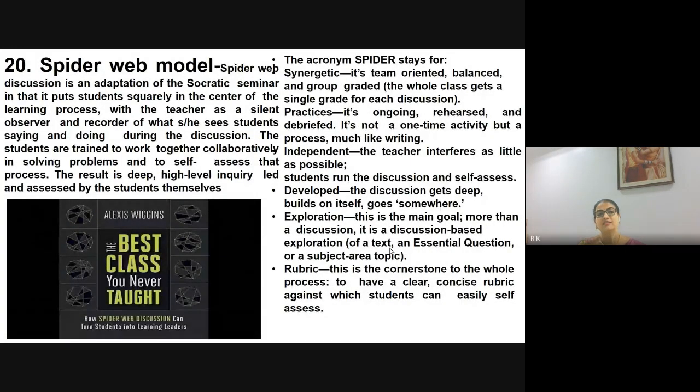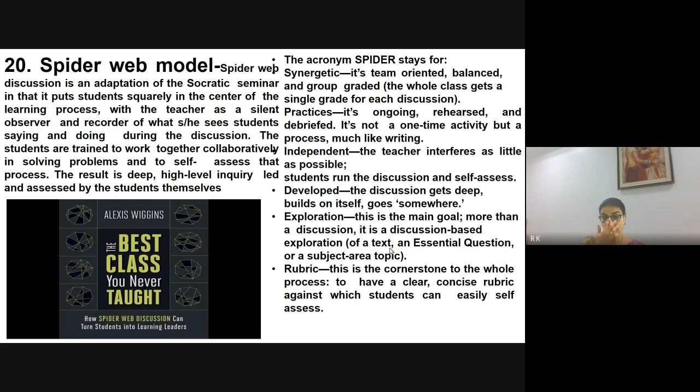The 20th method is the spider web model. Spider web model is basically a discussion. It is an adaptation of the Socratic seminar that puts the students squarely in the center of the learning process, with the teacher as a silent observer and recorder of what he or she sees the students saying and doing during the discussion. Here, the students are trained to work together collaboratively in solving problems and to self-assess the process. The result is very deep, a high level of inquiry led and assessed by the students themselves.